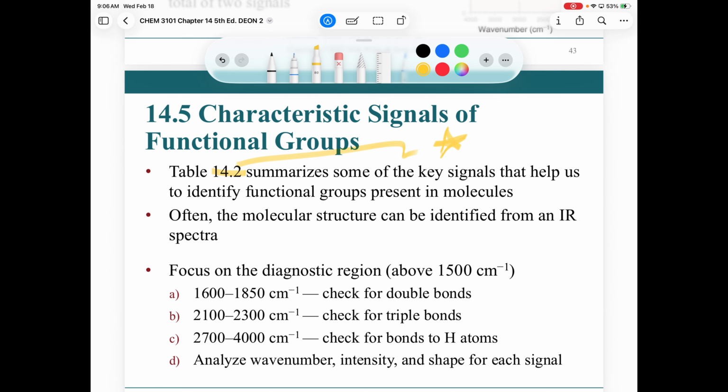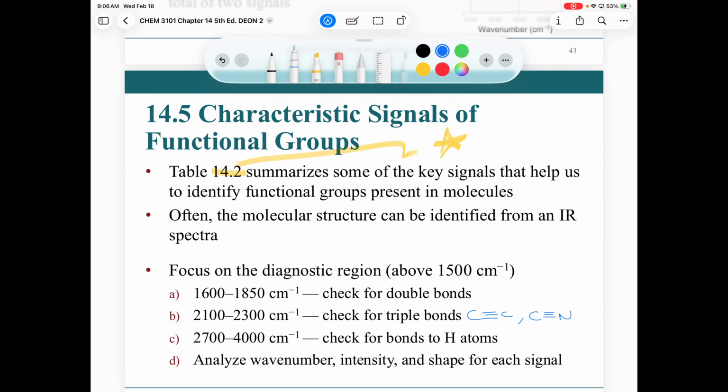So what do we do when we see an infrared spectrum? We focus on that diagnostic region, right? That's a good place to start. In between 1600 and 1850, that's where we look for our double bonds, whether it's a carbon-oxygen double bond, a carbon-carbon double bond, a carbon-nitrogen double bond. Then between 2100 and 2300, we look for triple bonds. There's only two types of triple bonds we see in this class. One is a carbon-carbon triple bond. The other one is a carbon-nitrogen triple bond. So there's only two possibilities there.